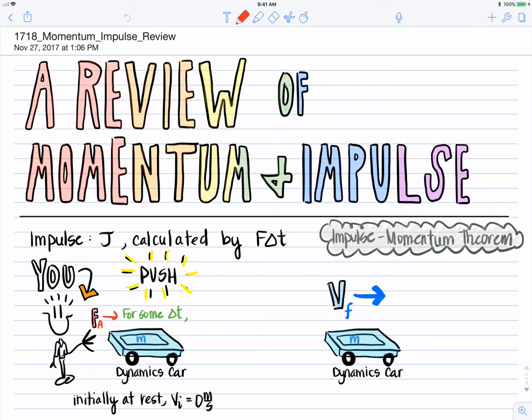Hi guys, let's do a review of everything we've seen so far in momentum and impulse. So we first began the unit talking about a quantity of impulse represented by the letter J and calculated by F delta t.